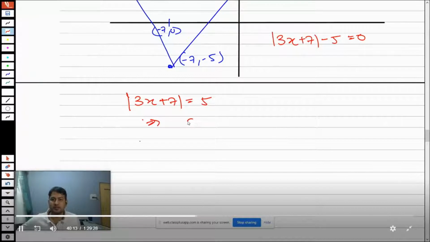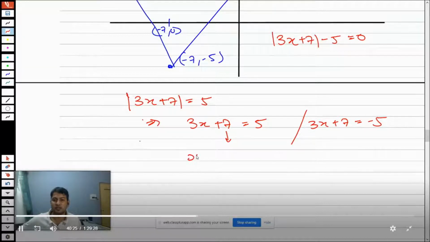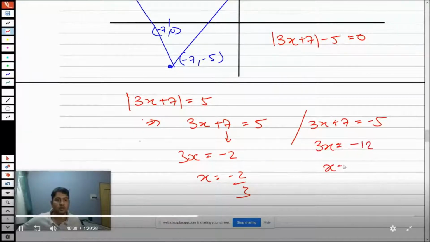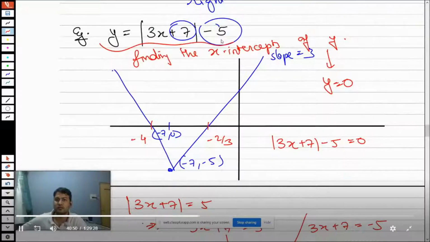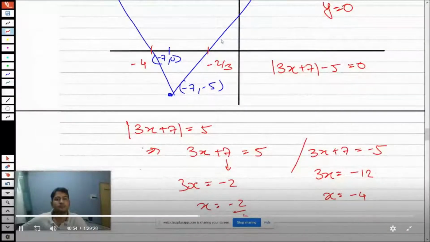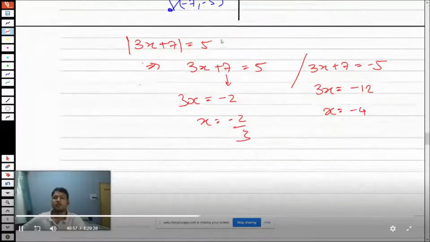Which implies 3x plus 7 equals 5, or 3x plus 7 equals minus 5. Two cases. So 3x plus 7 equals 5 gives me 3x equals minus 2. So x equals minus 2 by 3. And the other gives me 3x equals minus 12. So x equals minus 4. Right, so the answer is minus 4 here and minus 2 by 3 here.